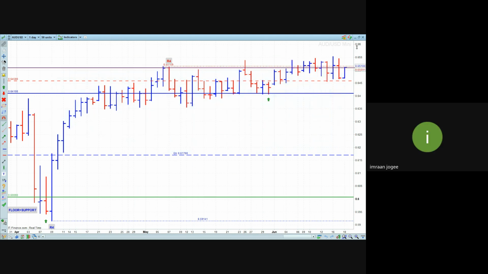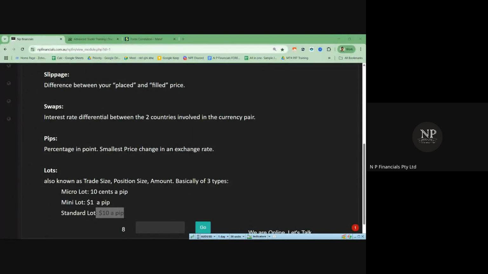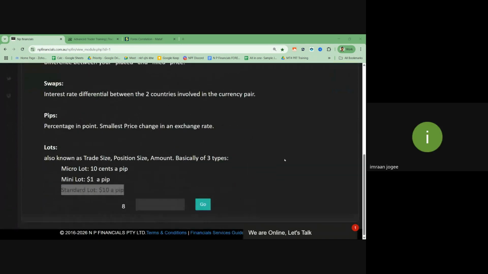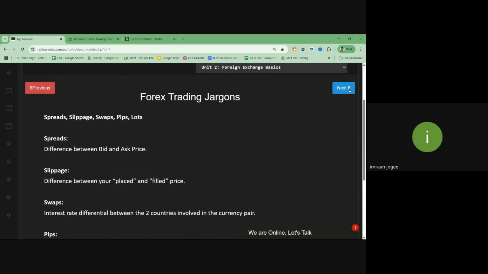So we recommend to trade micro lot if you have $1,000 in your account. If you have $10,000, then mini lot. And if you have $100,000 in your account, then standard lot, or anything more. There's nothing higher than a standard.